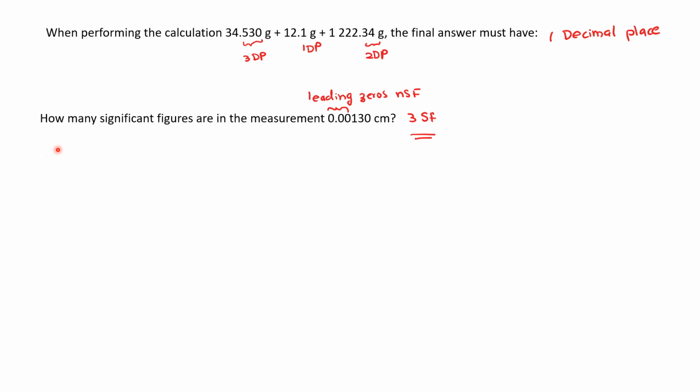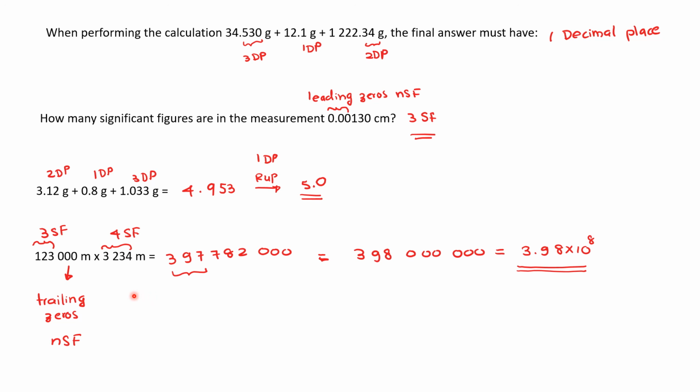How many significant figures are in the measurement 0.00130 centimeters? So these are all leading zeros. However, this zero is after the decimal point. These are not significant, while this one is significant. So that means we have three significant figures. Let's do this addition. When you do addition, now you know we are going to find the decimal places. 2 decimal places, 1 decimal place, and 3 decimal places. That means your final answer should be in 1 decimal place.